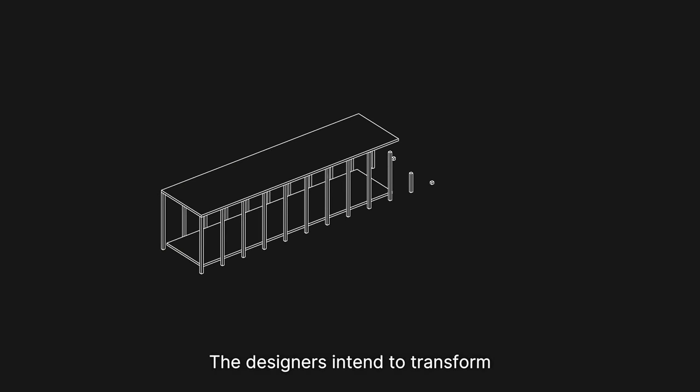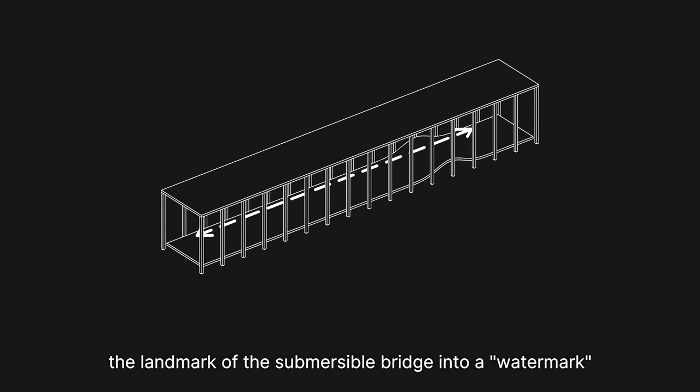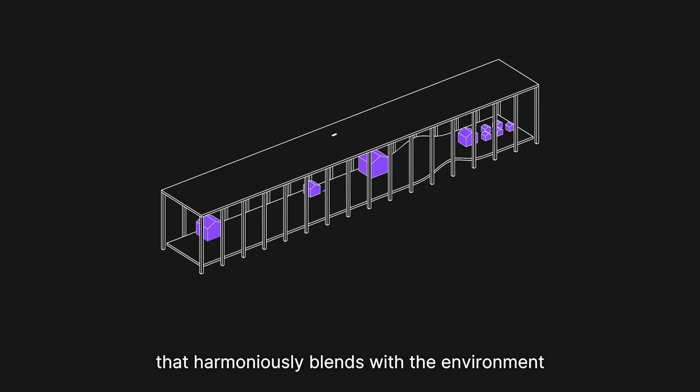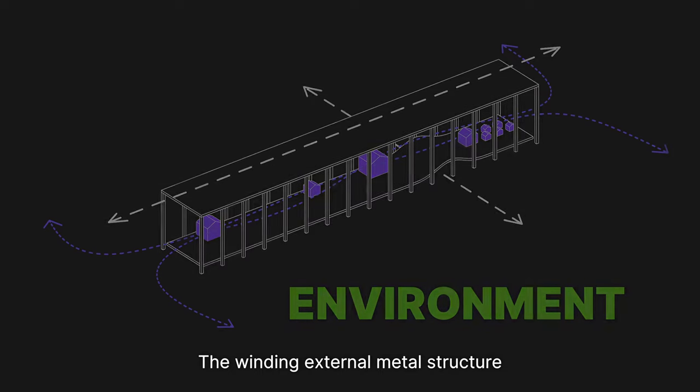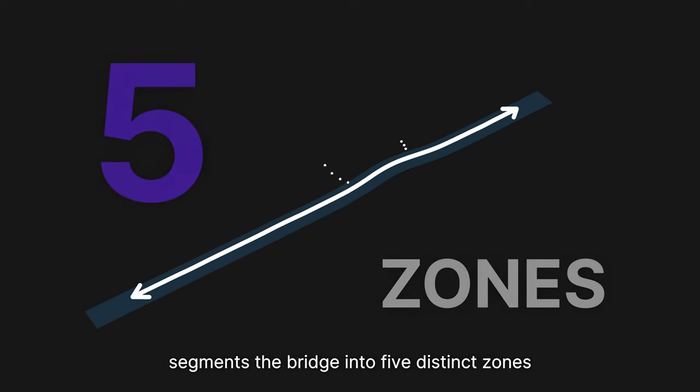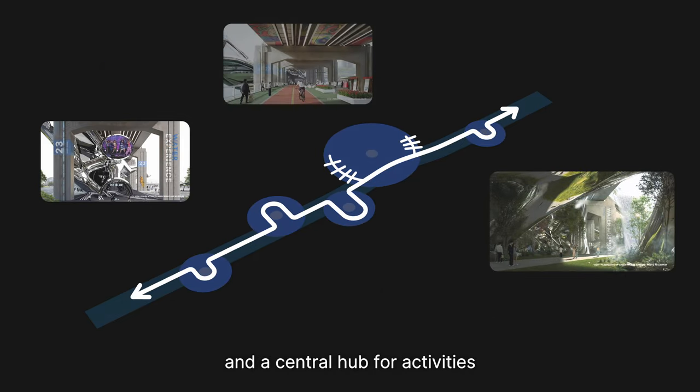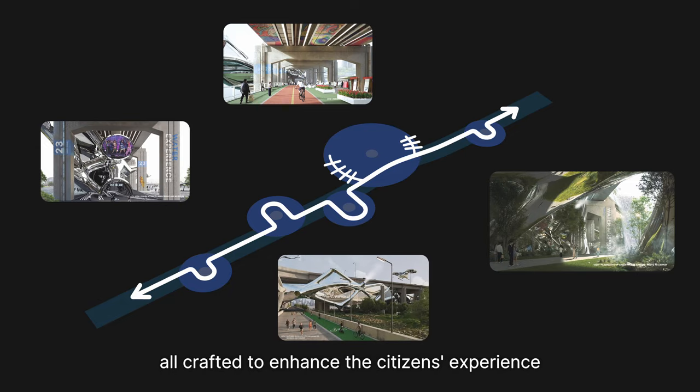The designers intend to transform the landmark of the submersible bridge into a watermark that harmoniously blends with the environment. The winding external metal structure segments the bridge into five distinct zones: two for access, two for leisure, and a central hub for activities, all crafted to enhance the citizens' experience.